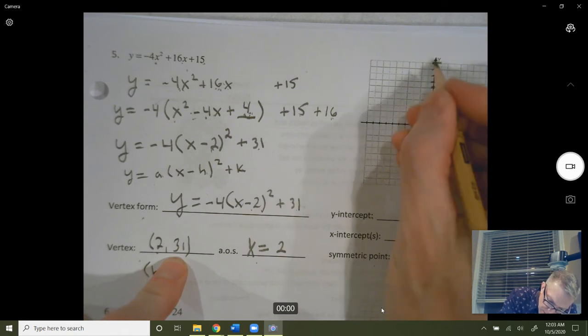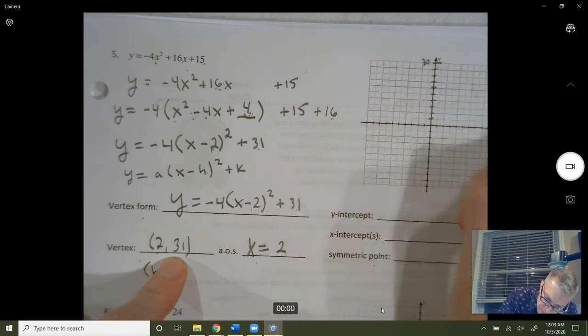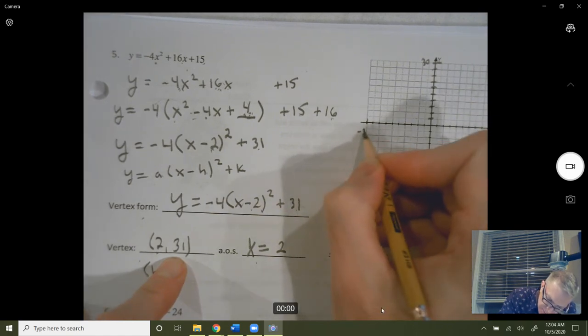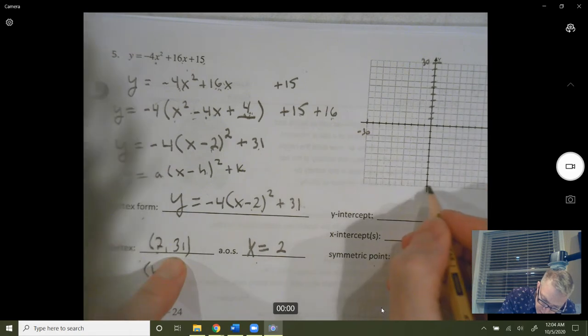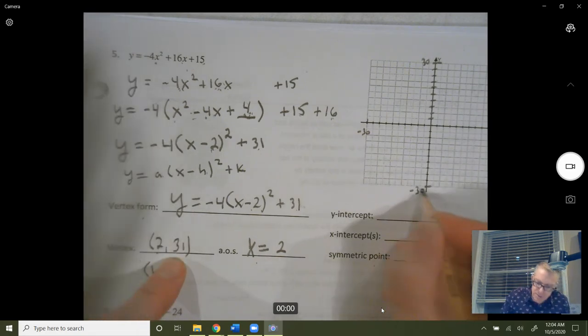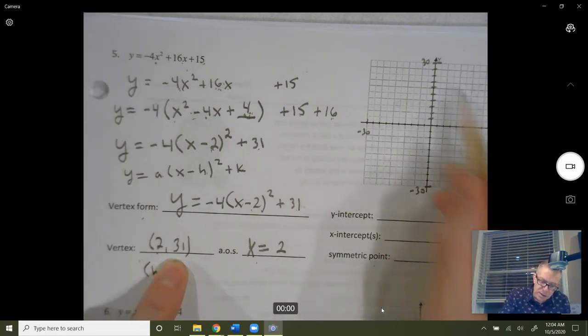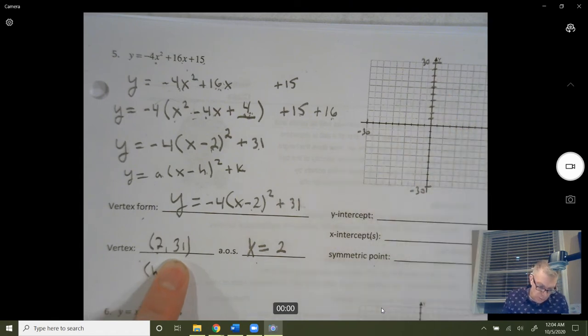So this is going to be positive 30. We'll make this positive 30, negative 30, and negative 30. You can always change the scale on your graph. Just make sure you designate that somewhere. Okay, so 2 comma 31.